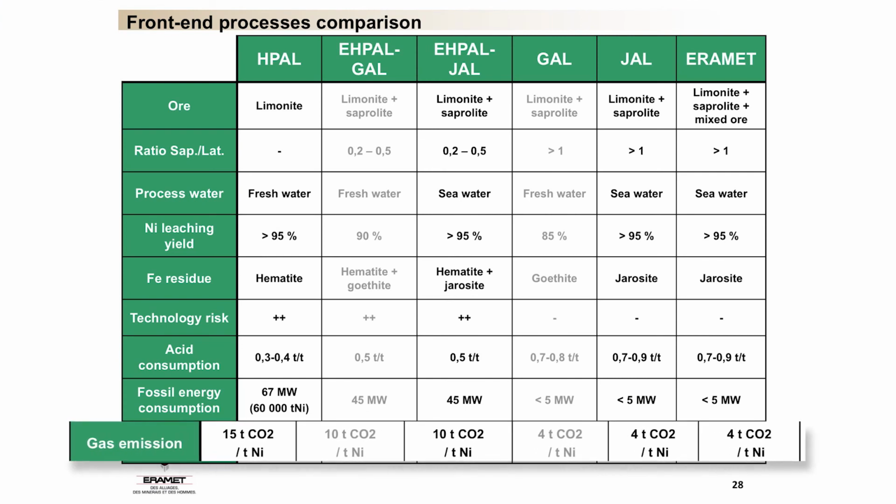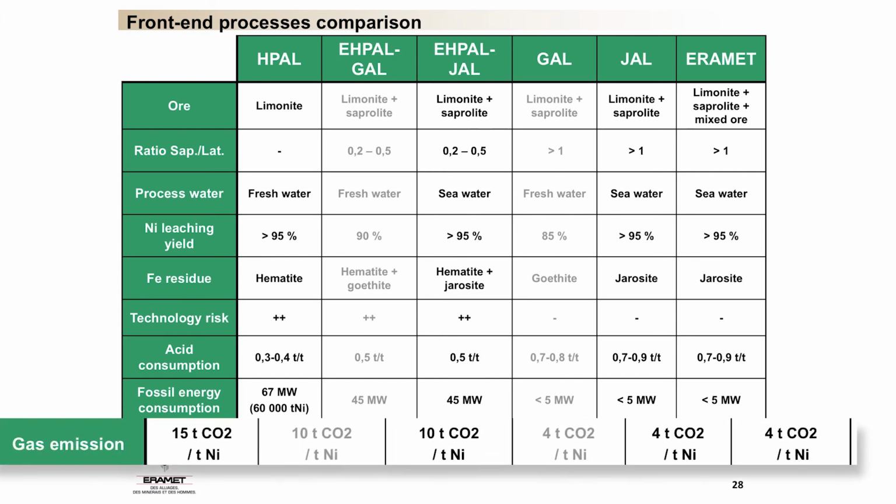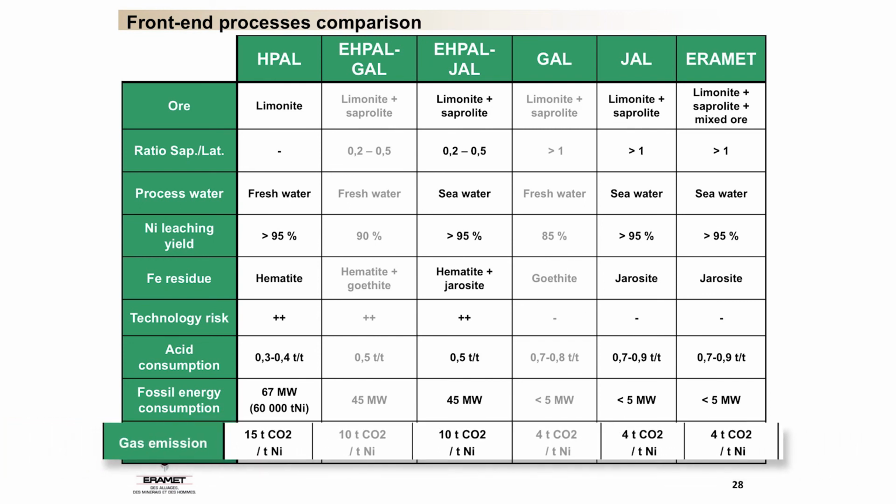Another consequence of this energy consumption is the gas emission. We have calculated the CO2 created by this process, and it's at a level of 50 tons of CO2 per ton of nickel. And when you decrease the fossil energy consumption, you decrease the CO2 creation, and you could be at a level of only 4 tons of CO2 per ton of nickel.